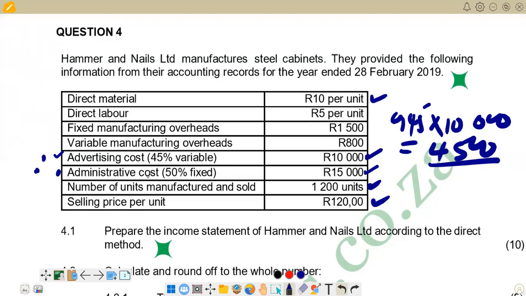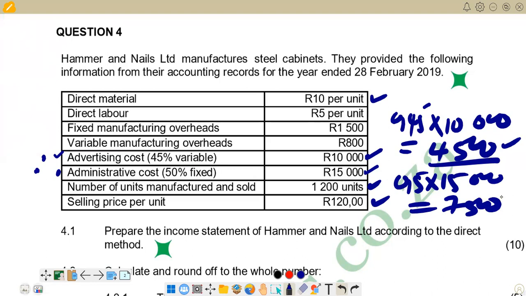Then for administrative, we are told that 50% is fixed, which means the other half is also variable, and the total is 15,000. So we are going to say 50% is 0.5, then you multiply by 15,000. Then you get 7,500. So the total selling and distribution, now we add this one plus this one, which is 4,500 plus 7,500. Then we get the variable selling and administrative costs. So this is the one that we are going to summarize here.